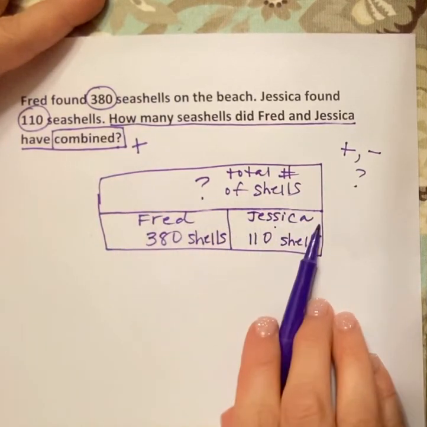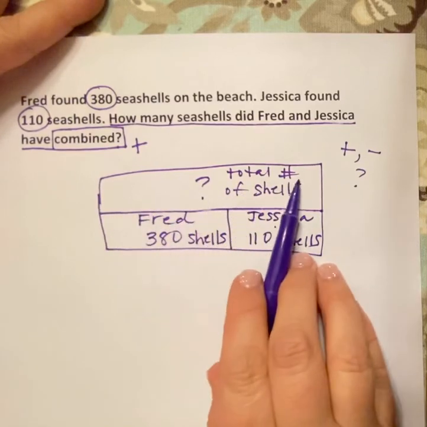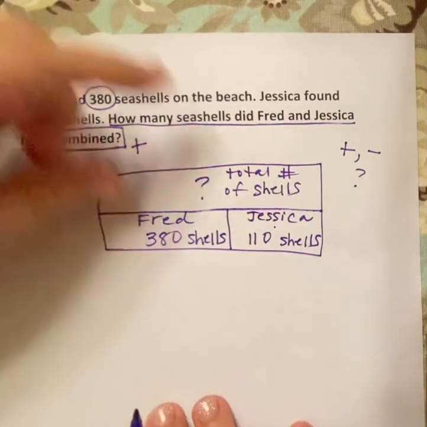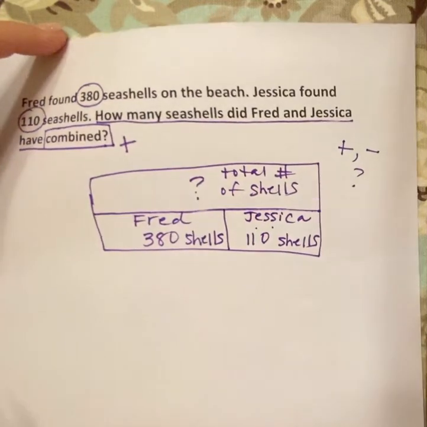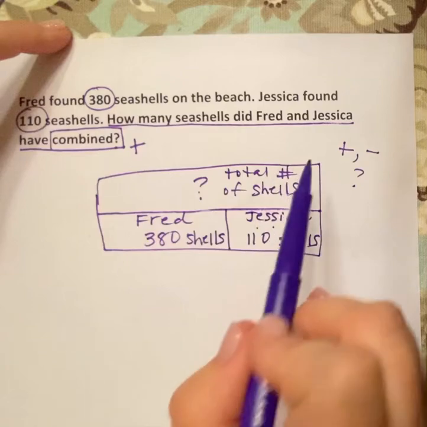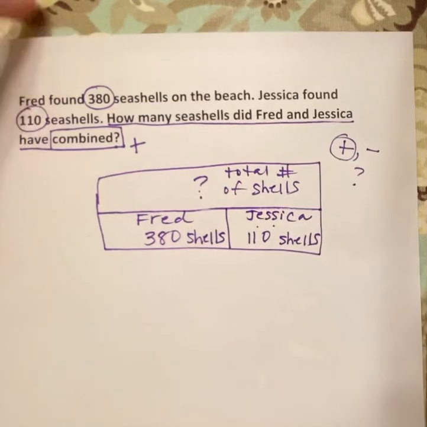So my part plus my part will equal my whole. So all of this will equal all of this, the same thing. So I have identified, because I have two parts and I need to find my whole, I'm looking for my total. I am going to add.